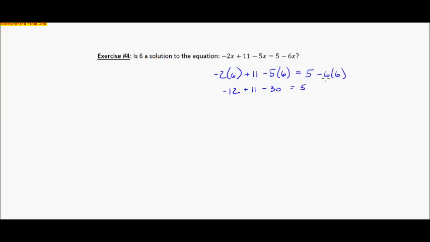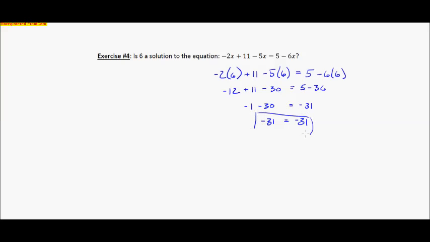Alright? And let's see, negative 6 times 6 is negative 36. Alright? And we continue to do the math here. Negative 12 plus 11, that's going to give me a negative 1. And 5 minus 36, that is a negative 31. And I've got some subtraction to do over here. Negative 1 minus 30 is negative 31. And that's equal to negative 31.